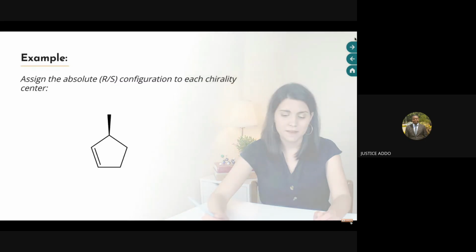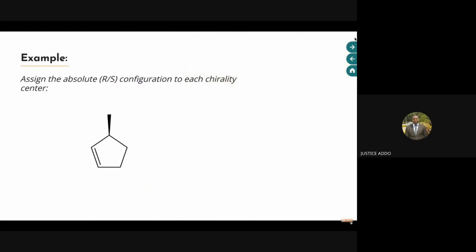Here's a molecule. And this molecule has a chirality center at the top. There's an implicit hydrogen on this carbon, which means that there are 4 different groups attached to that carbon. A methyl, a hydrogen, and then 2 unequal sides of a ring. So first let's rank those groups.